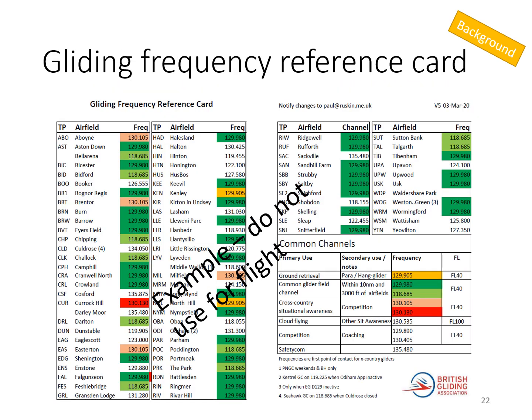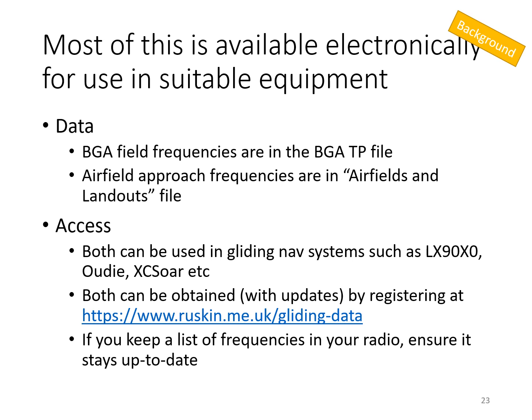And here's the answer for those that would like to know which is the first frequency to call if inbound to a gliding site. This data is also in the BGA turning point file, and you might be able to see that if you have the right nav kit. It also lists the 8 common gliding frequencies and SafetyCom. Most of this data is available electronically for use in suitable equipment, and this slide lists where you can get it from. But the key thing is, if you keep a list of frequencies, you need to make sure the data is up to date.